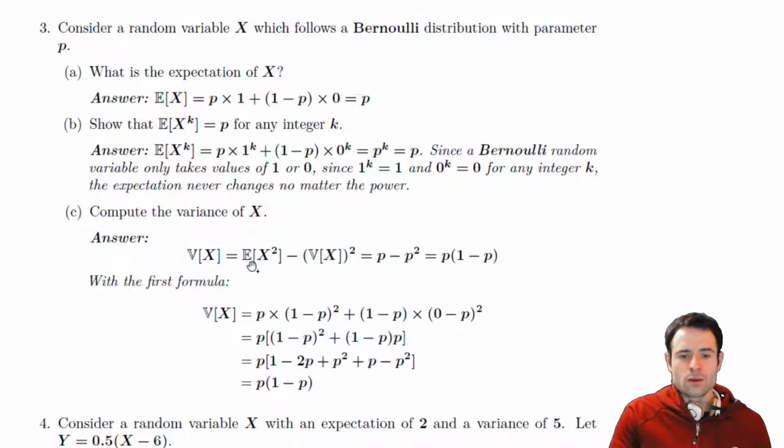Now, I need to compute the expectation of x to the power of 2. But look at question B. Question B says that no matter what k is, as long as k is an integer, if k is equal to 2, the expectation of x to the power of 2 will also be equal to p. So I end up with p minus p squared, and this variance is equal to p times 1 minus p.